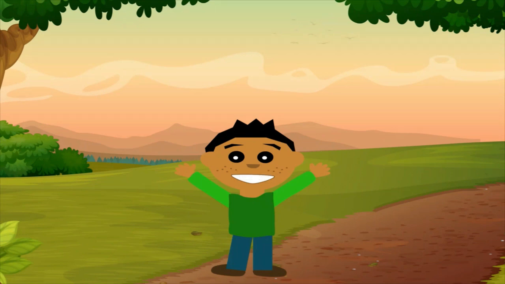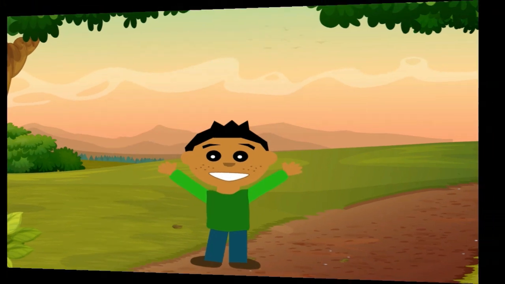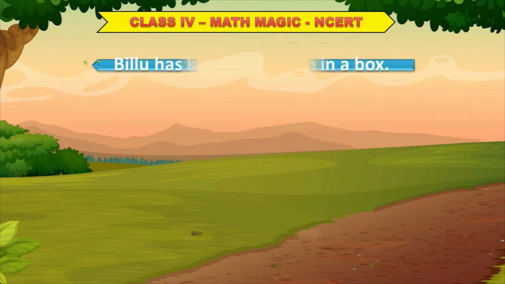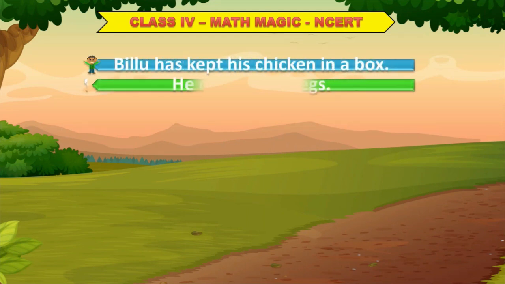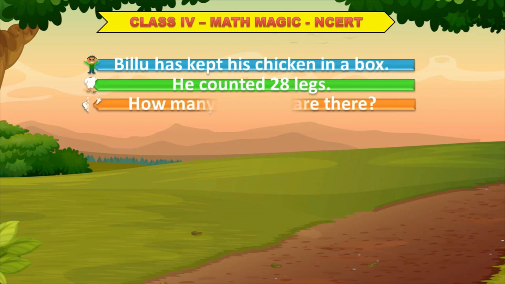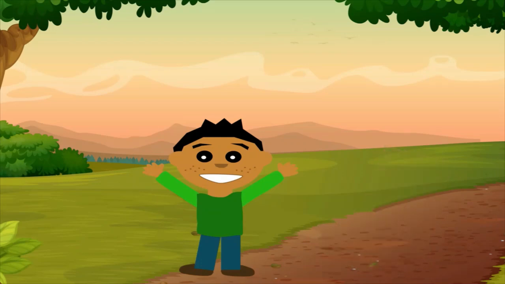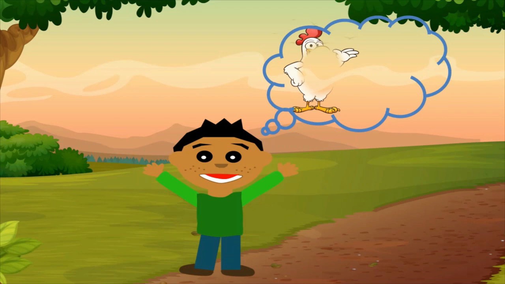Right. Let us try one that is not quite so simple and see how visualization can help. Billu has kept his chickens in a box. He counted 28 legs. How many chickens are there? Let us visualize the problem. This is the box where Billu has kept his chickens. Now, we know that a chicken has 2 legs.